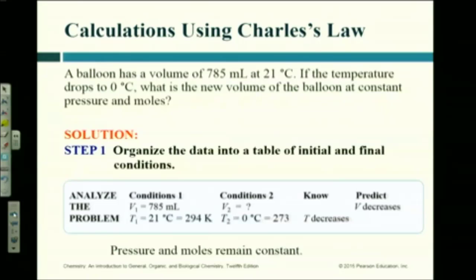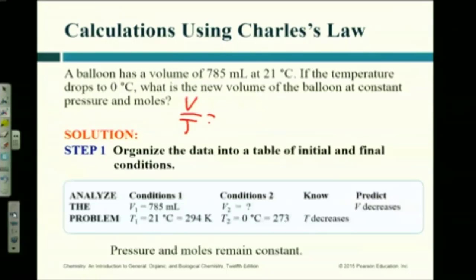A balloon has a volume of 785 milliliters at 21 degrees C, and the temperature drops to 0 degrees C. What do we say about pressure in these problems? It has to be constant. It's V over T equals V over T. What about temperature? What are the units on temperature? Kelvin. So you can't solve this problem in Celsius. You have to solve it in Kelvin. Now if it asks you for Celsius as the final temperature, you have to do it in Kelvin and change back again at the end. You can't do the cross multiplying in Celsius. You've got to do it in Kelvin. So let's do this one together and then we'll do one where you work on it together.